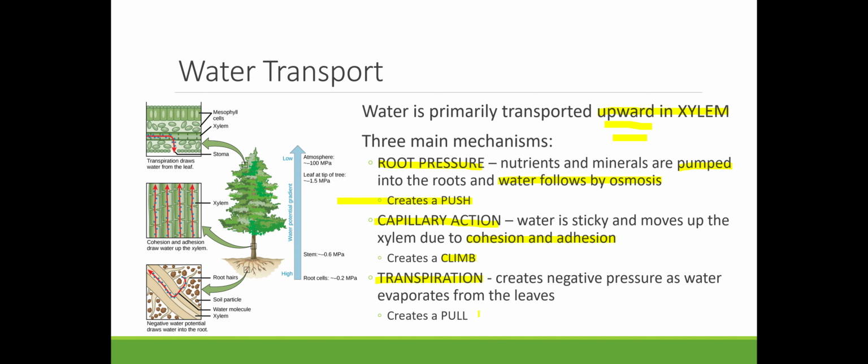And then the third mechanism is a pull, and this is known as transpirational pull. Now, transpiration is the evaporation of water from the leaves. This is happening at those stomata on the underside of our leaves. And so as those water molecules evaporate, they're kind of pulling on or creating a suction for those water molecules that are behind them. So that creates a negative pressure. So we have a positive pressure going into the roots, and we have a negative pressure due to evaporation at the leaves. And so that creates the pull, and it will pull the water molecules upward. So water is always moving up by a push, a pull, and a climb.